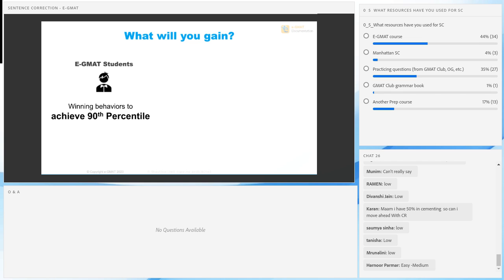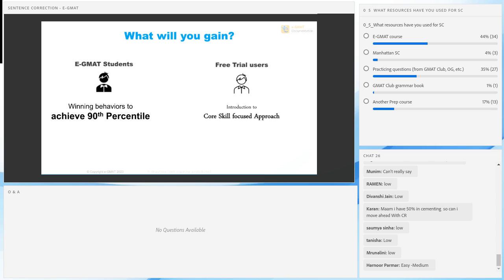That is why these winning behaviors are very important. So e-GMAT students definitely focus on those things that I talk about as I discuss each and every question in this session. Now, for students who are not as yet e-GMAT students, what this session is going to tell you is what is that core skills focused approach?